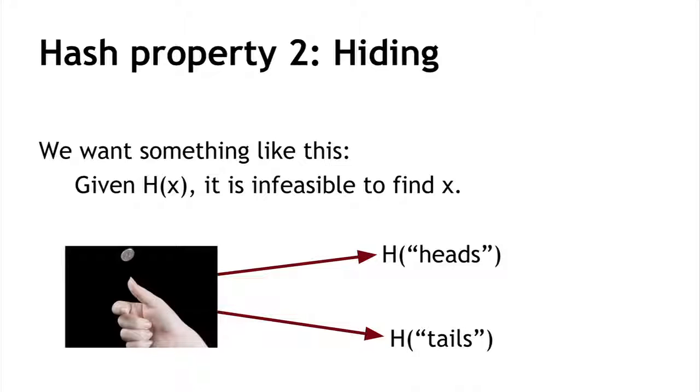It's easy in this scenario to find what the input string was. It's easy to find x. You simply compute the hash of the string heads and the hash of the string tails, and you see which one you got. And so in just a couple of steps, you can figure out what x was. So the reason this example failed, that is the reason why an adversary was able to guess what the string was, is that there were only a couple of possible values of x.